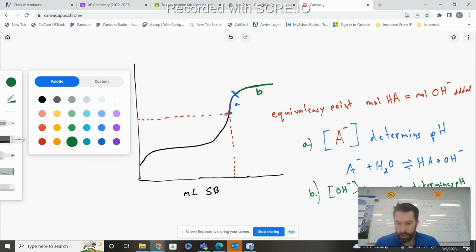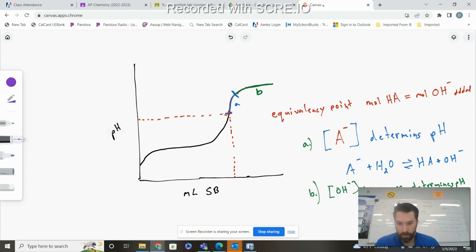So now we got two more sections. We got this part right here. This little steep part. This looks different. Okay. This little steep part, I have some OH minus that I've added. It is reacting with some of my HA. But where that's really steep right there, what actually is pretty much determining your pH is just your A minus concentration. And we're going to call that part C.